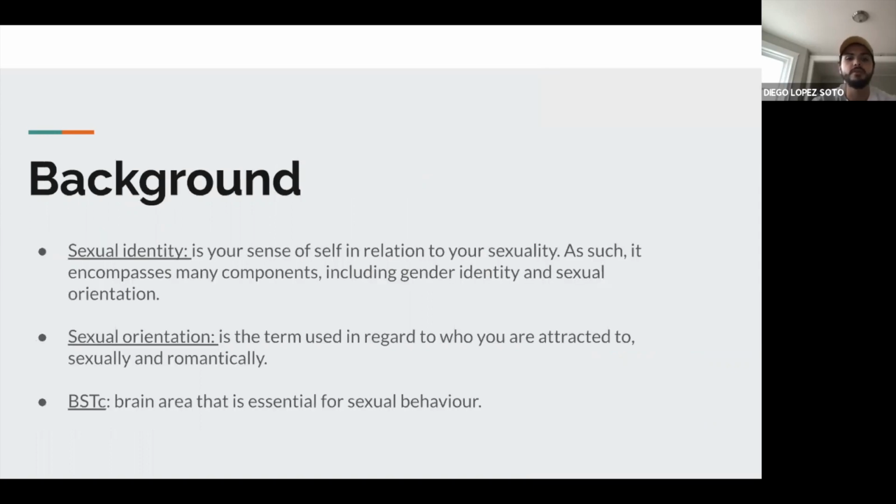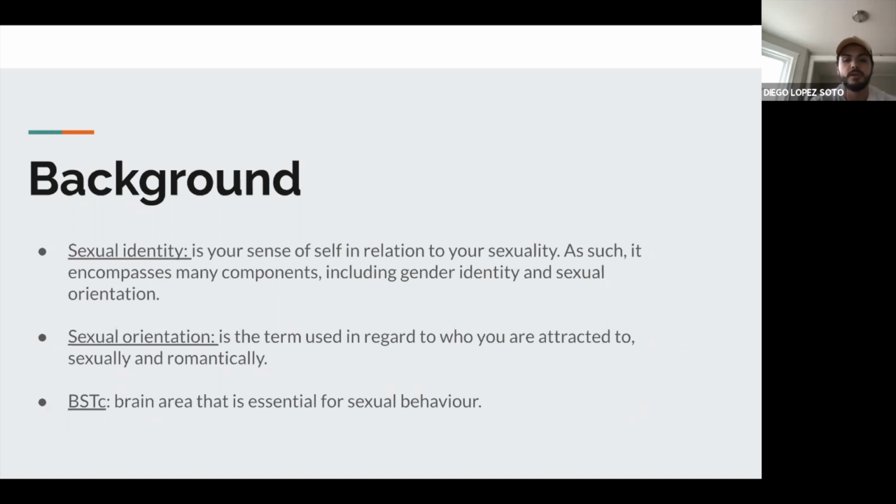Some general background, I think it's very important to know the difference between sexual orientation and sexual identity of a person. Sexual identity is your sense of self in relation to your sexuality. As such, it encompasses many components, including gender identity and sexual orientation. Sexual orientation is the term used in regard to who you're attracted to sexually and romantically.